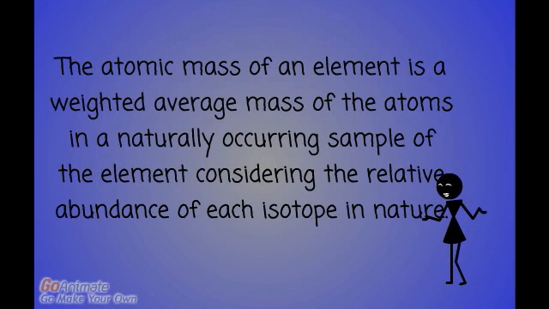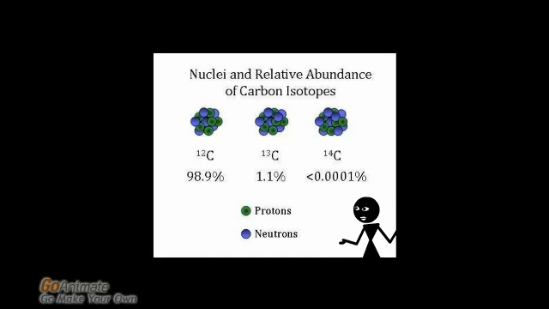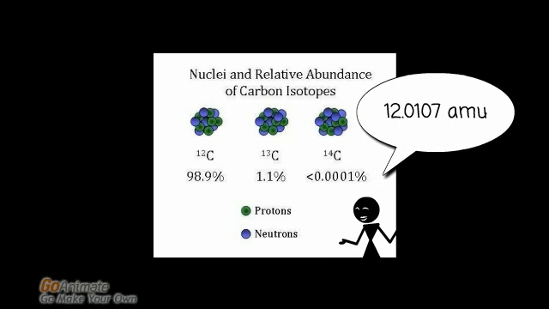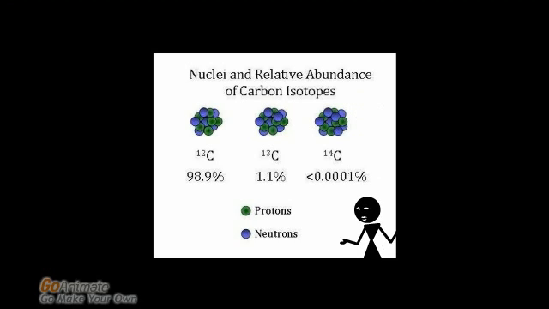The atomic mass of an element is a weighted average mass of the atoms in a naturally occurring sample of the element, considering the relative abundance of each isotope in nature. For example, if you look at the relative abundance of the most common isotopes of carbon in a natural sample, you can see that the atomic mass of carbon, 12.0107 AMU, reflects the 98.9% abundance of the carbon-12 isotope.